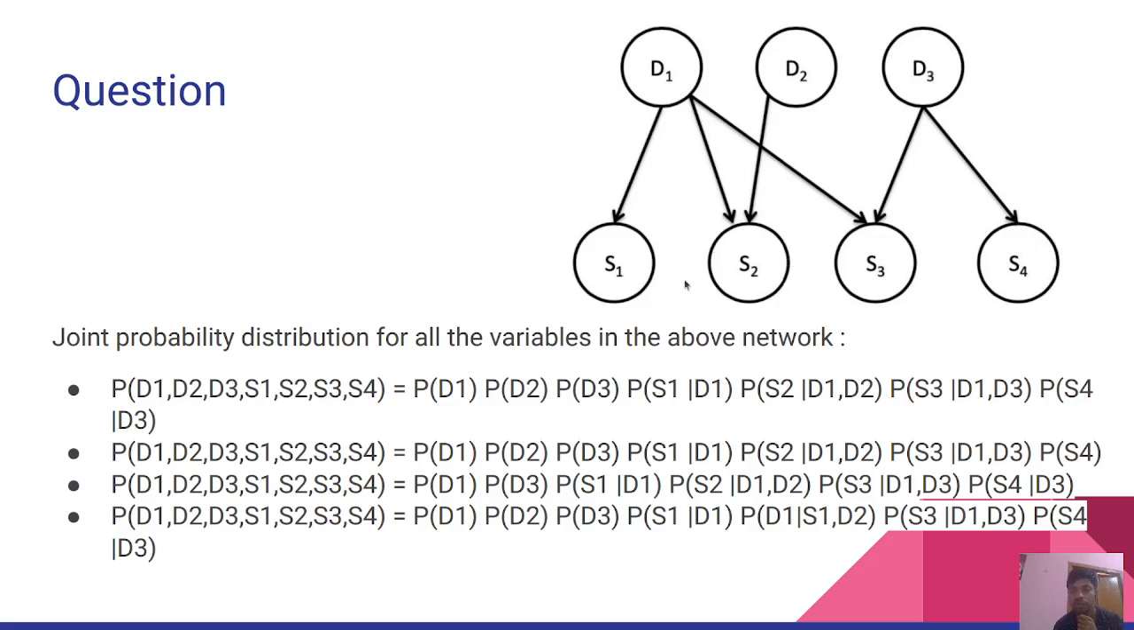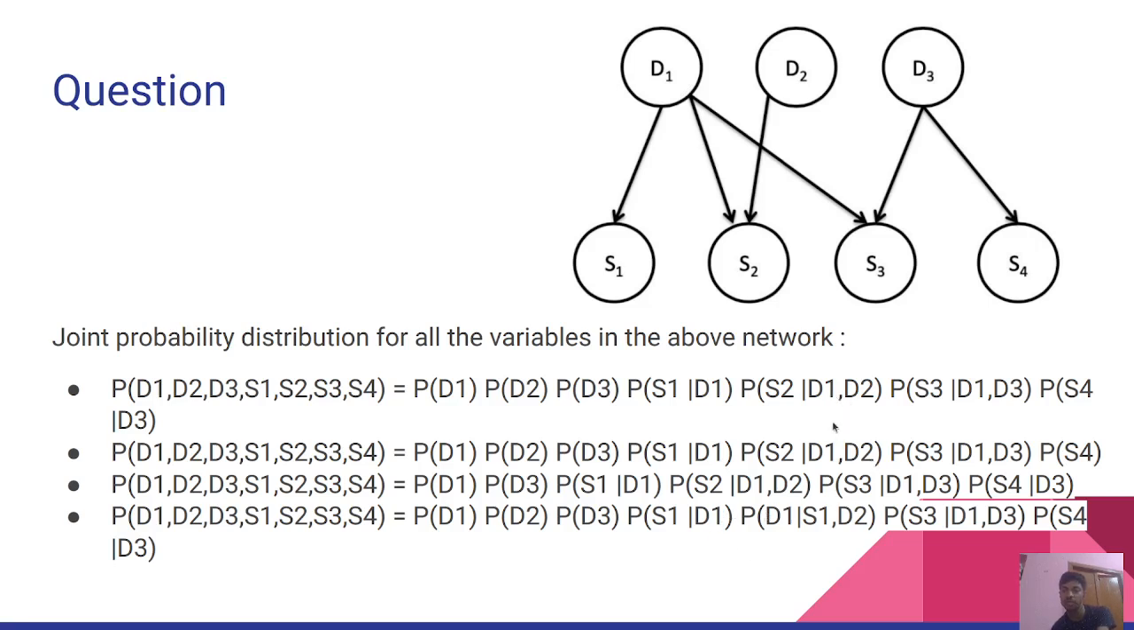Then let's go to S2. So S2 is dependent upon D1 and D2. S2 given D1, D2, so this is correct. Okay, this is D1 given S1, D2. So no, this is not correct because this is not clearly the case. So D1 is not really connected to D2 at all. So this one is incorrect.